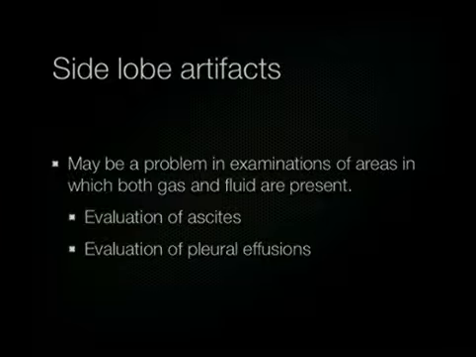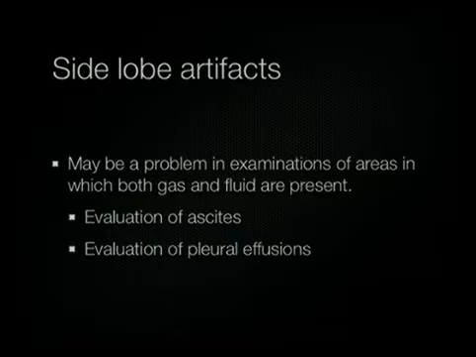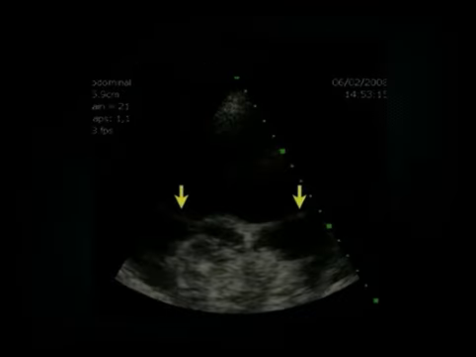Side lobe artifacts are important and may particularly pose a problem in the examination of areas in which both gas and fluid are present. These are both conditions that exist in the evaluation of ascites and pleural effusions, which are common bedside procedures performed with handheld ultrasound devices.